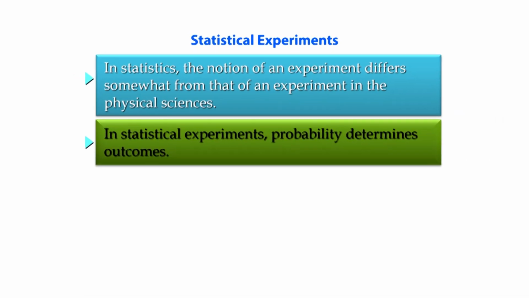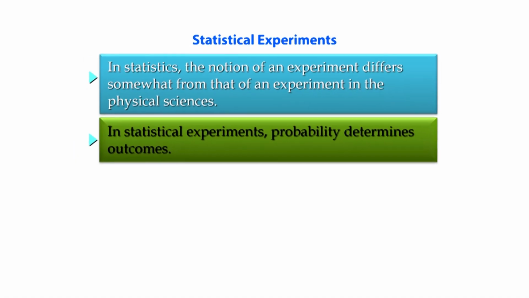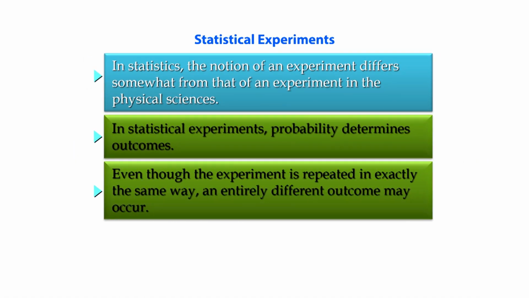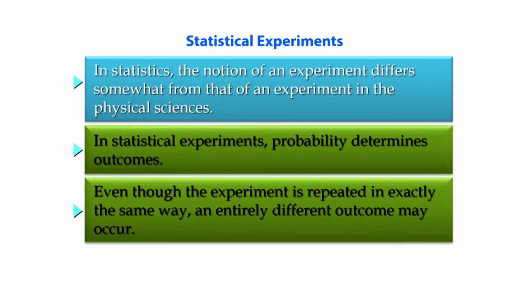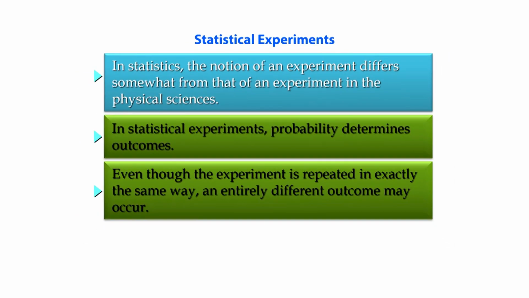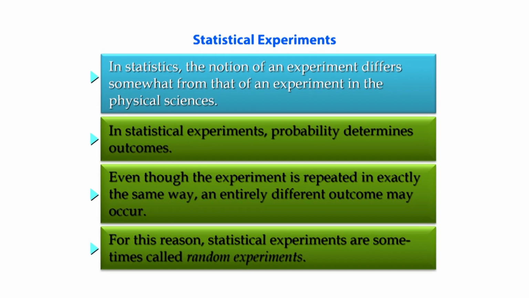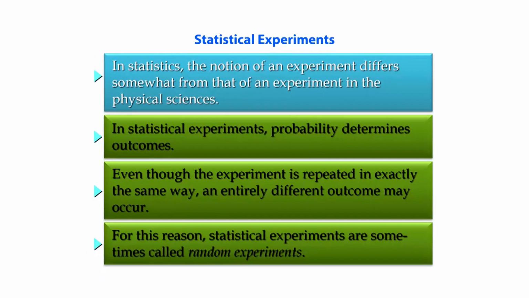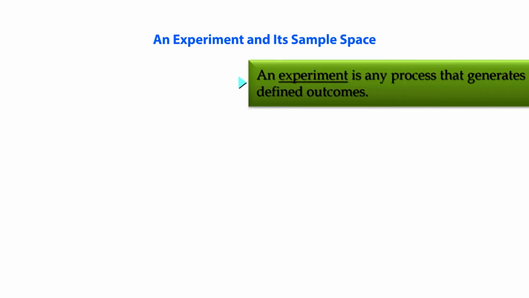In a statistical experiment, probability determines outcomes. Even though the experiment is repeated in exactly the same way, an entirely different outcome may occur. For this reason, statistical experiments are sometimes called random experiments. So, an experiment and its sample space.